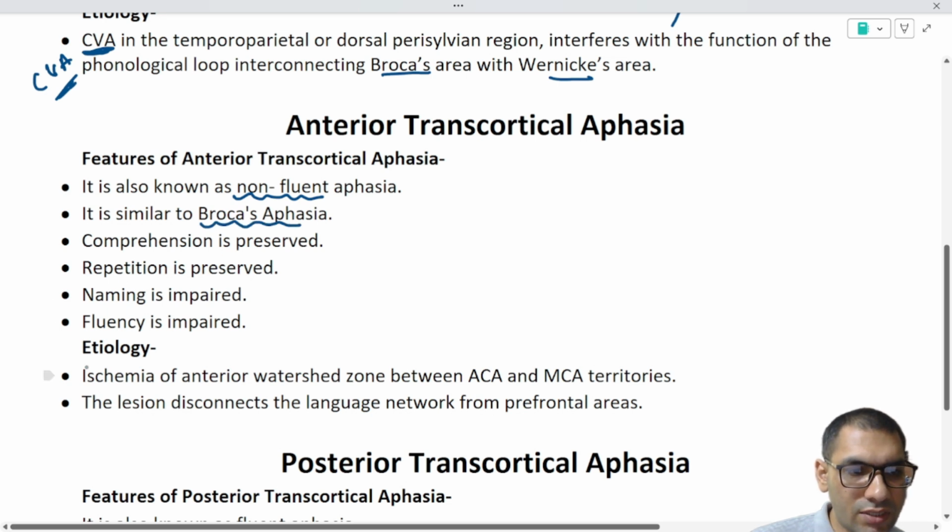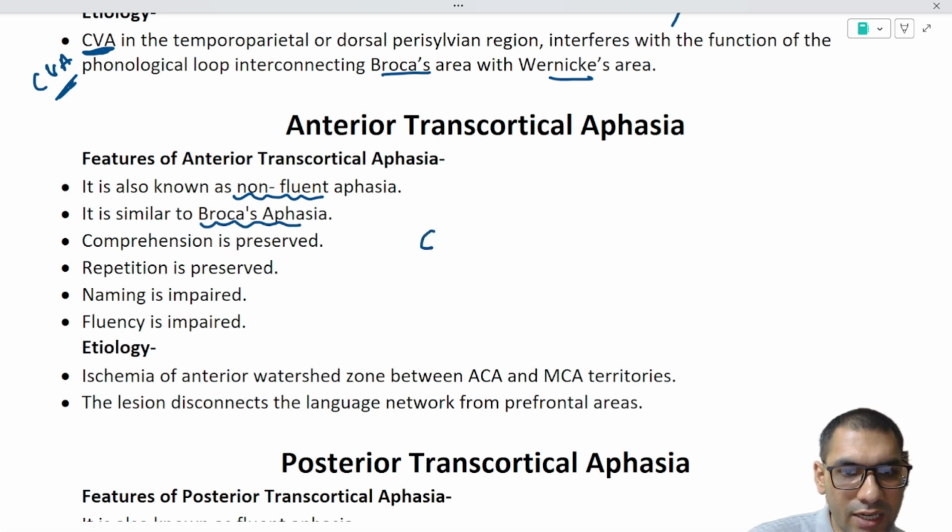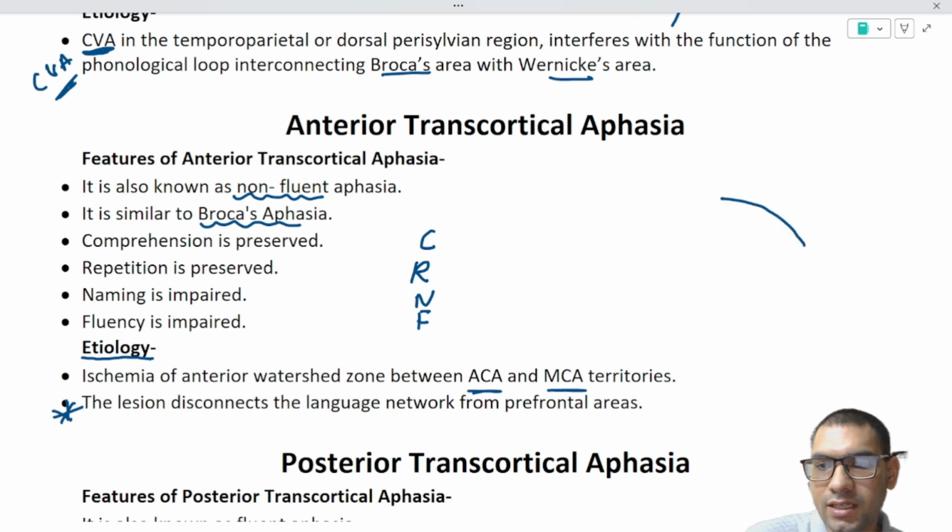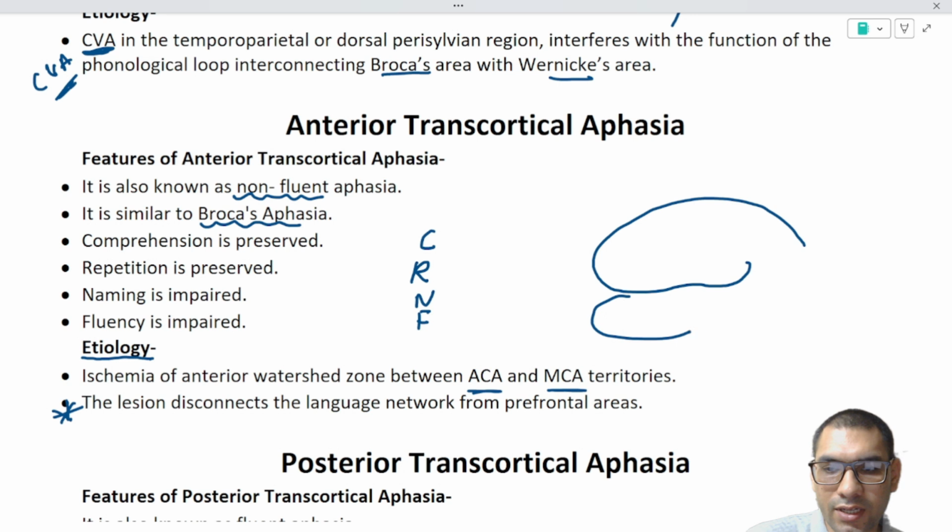Before going to the other features, before going to the CRNF, comprehension, repetition, naming, and fluency, we must study the etiology first. Ischemia of the anterior watershed zone between the anterior cerebral artery and middle cerebral artery. The lesion disconnects the language network from the prefrontal areas. Very good. The lesion disconnects the language network from the prefrontal areas.